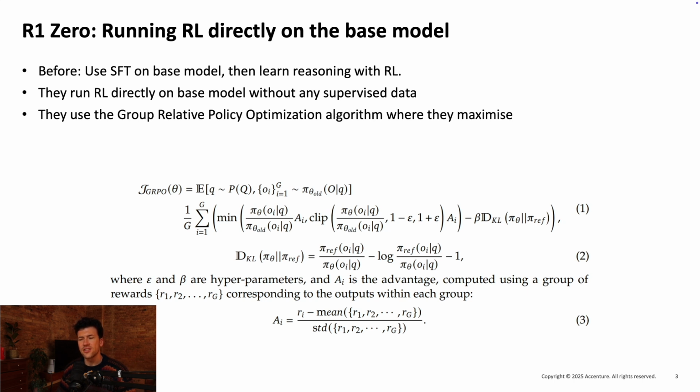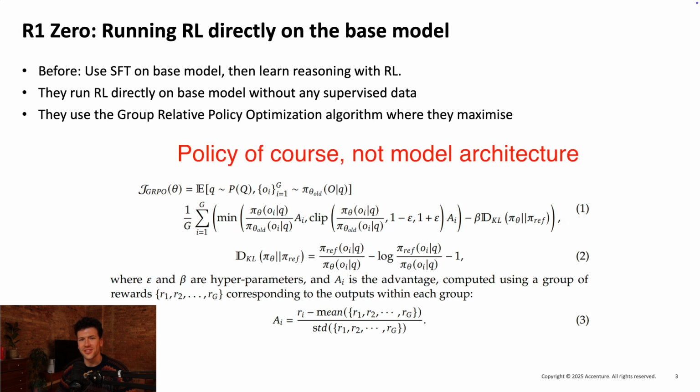Usually the advantage is calculated by taking the reward and subtracting the state value. But because we don't have the critic, we don't have a state value. So here we just take the mean reward out of all outputs, and then we divide it by the standard deviation of them to get a standardized advantage. The rest here is just a KL divergence term, so we want to make sure that the new model closely resembles the old model.